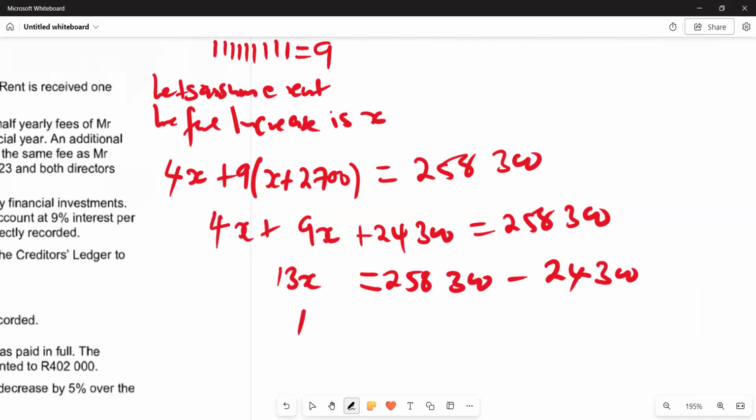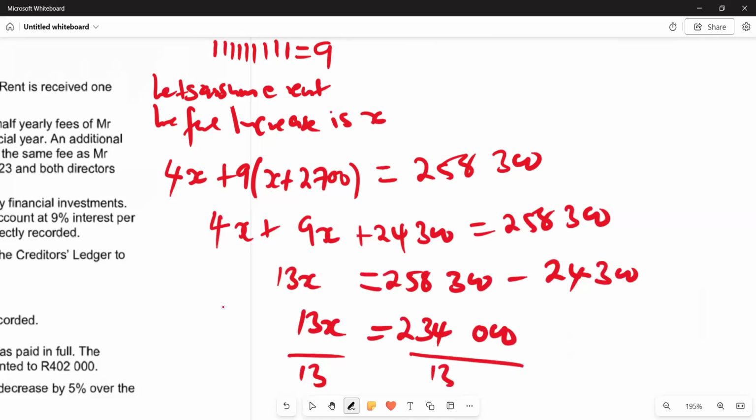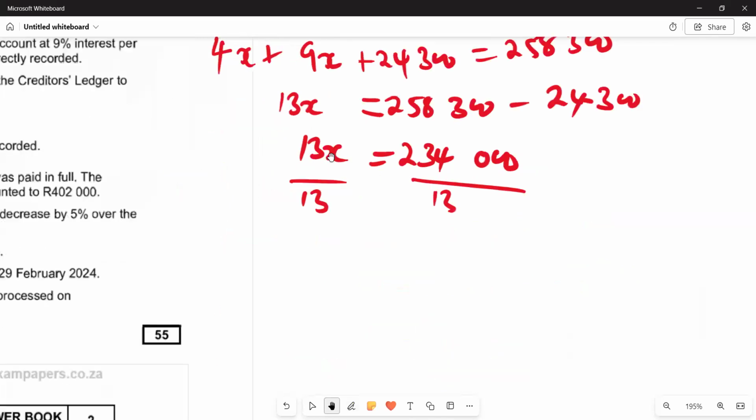Having done that, now we can say 258,300, and then we subtract your 24,300. And you're going to get your 234,000. Obviously, we divide by 13 both sides. We do that, x becomes 234,000 divided by 13. You remain with 18,000.